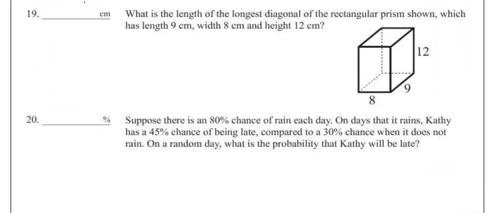Really good study. So what is the length of the longest diagonal here? We're asking what is this length from this corner here to this back corner here. Now we know that the Pythagorean theorem says a squared plus b squared is equal to c squared.